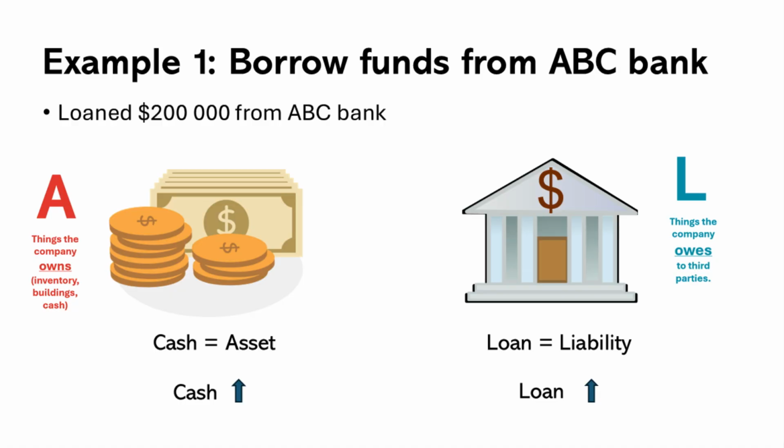But remember, for every debit, there is going to be a credit. So there are at least two accounts that should be affected by each transaction. We've dealt with the first one, which is bank. What's the second account that's going to be affected? Because we loaned this money from the bank, we owe them money back in return. So our loan is a liability. Remember, liabilities are things we owe to third parties. So the loan is a liability.